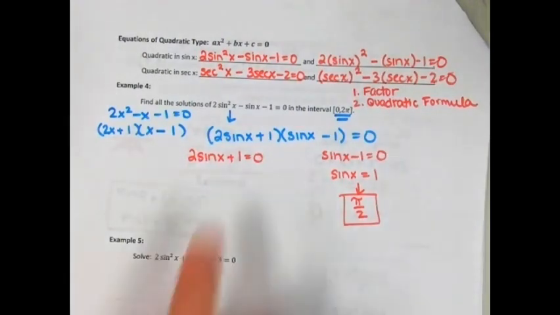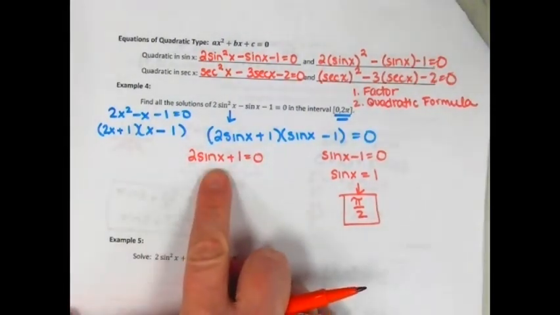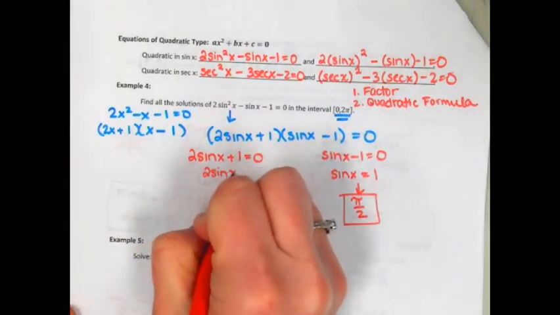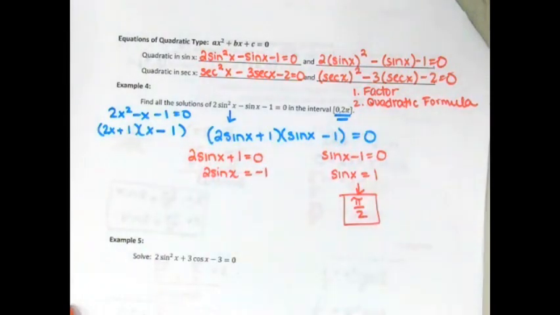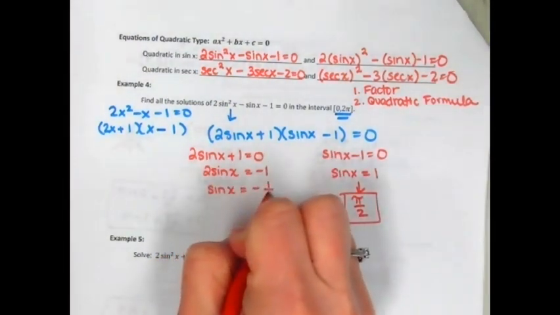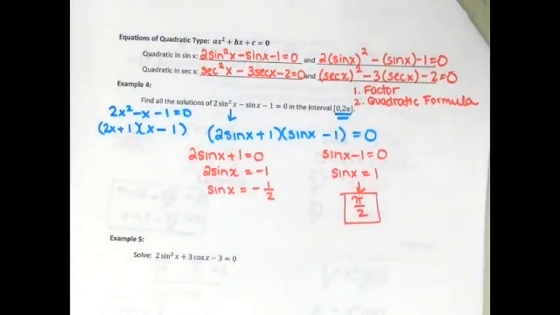Okay. All right. How would I solve for the sine of x here? What would I do first? Subtract the 1, so I get 2 sine x equals negative 1. And then how do I get rid of the 2? Divide. So we get sine of x equals negative 1/2, right?